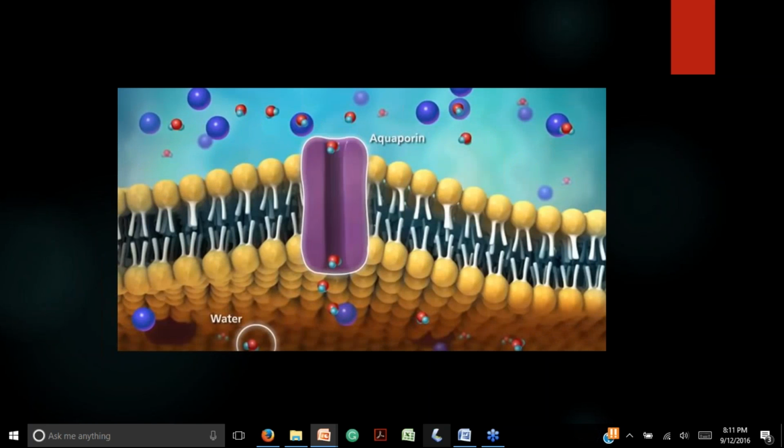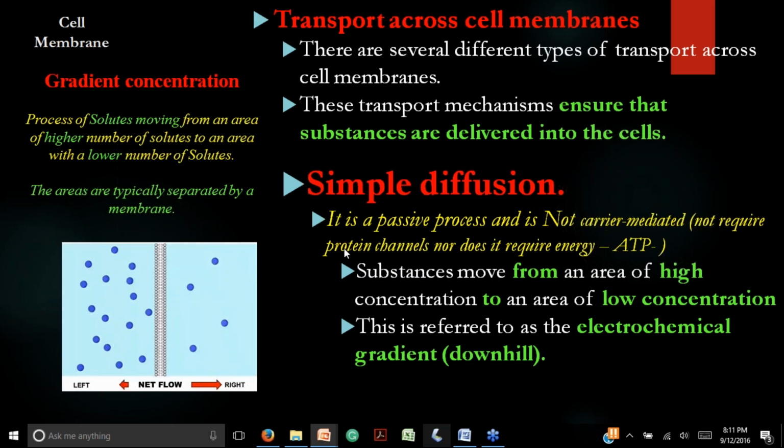Same here, in the next slide we have water, this molecule of water. They are going to have some transporters that we call aquaporins that are going to transport the water from one side to the other side.